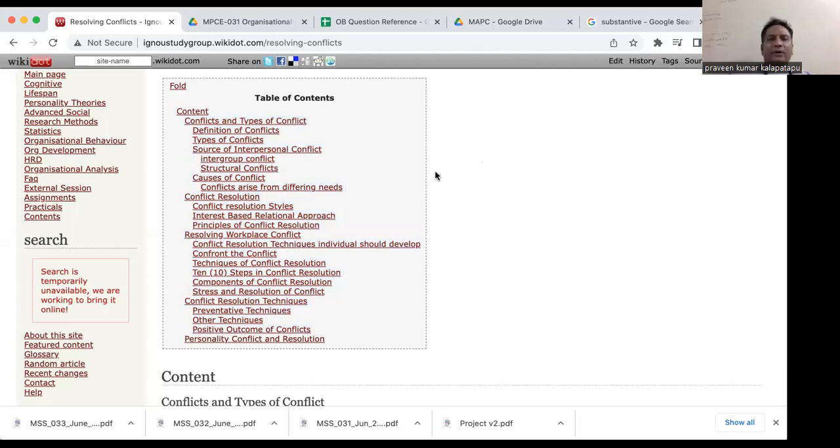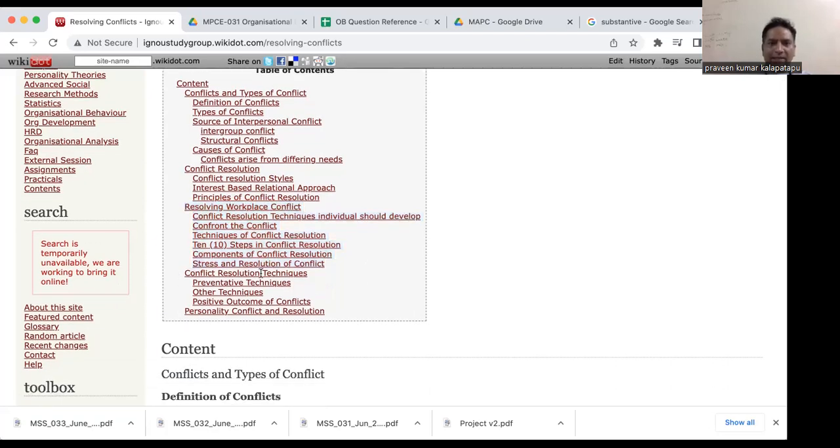Okay, so starting with conflicts, the definition of what is conflict and what are the types of conflict that could happen, right? And what is the source from where exactly these conflicts originate? What are the causes? And how do you resolve them? So, various techniques that you apply when it comes to resolving conflict at the workplace, right? And these are the techniques that would be there.